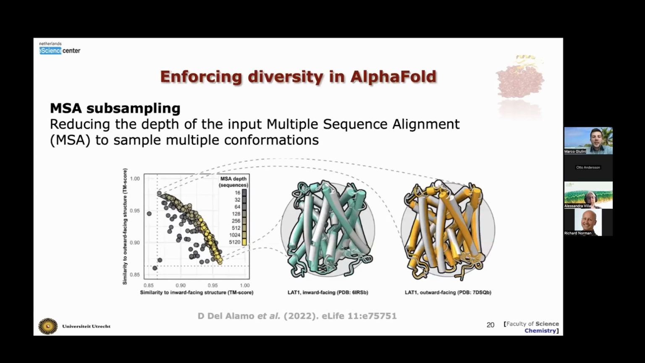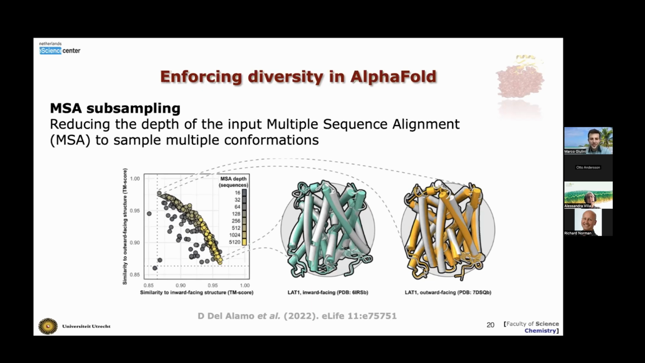And there have been several attempts to increase the diversity in the AlphaFold output since the very early days of AlphaFold, so 2022. Several people have proposed different ideas to do this. The first attempt was the random MSA subsampling. Basically, here the idea is that you reduce the depth of the multiple sequence alignment in input to AlphaFold to be able to sample multiple conformations of your protein. And they applied this idea to a set of transporter proteins, and they found out that if you reduce the depth of the MSA by 10 or 20 times, you can sample basically both conformations.